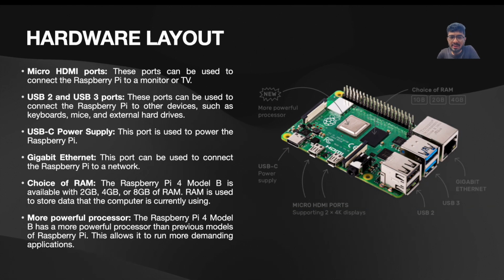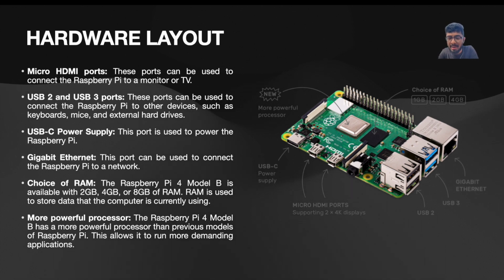So coming to the next thing, we are going to discuss the hardware layout. What is there in a Raspberry Pi? How does the Raspberry Pi actually look? The Raspberry Pi which is shown on the screen is the Raspberry Pi 4. The Raspberry Pi 4 has a processor in the middle which can be seen, and then you have the USB-C power supply.